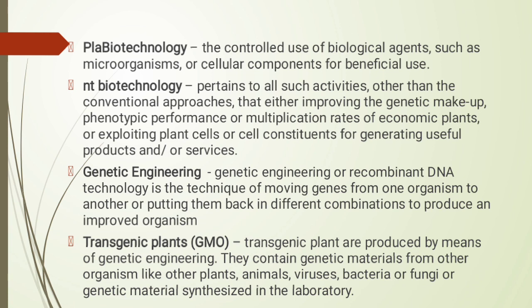Next is transgenic plants or GMO. Transgenic plants are produced by means of genetic engineering. They contain genetic materials from other organisms like other plants, animals, viruses, bacteria, or fungi, or genetic materials synthesized in the laboratory.